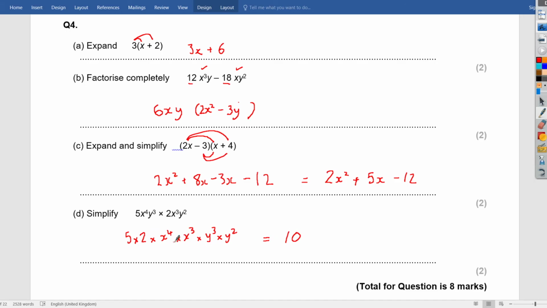Now base is the same on the x's, so that's going to remain as x. What we need to do when we're multiplying, we add the powers, so 4 plus 3 is 7. And the base y's are the same, so the base is going to stay as y. We're multiplying, keep the base the same, add the powers, 3 plus 2 is 5. And that's how the cookie crumbles. Okay, sweet.